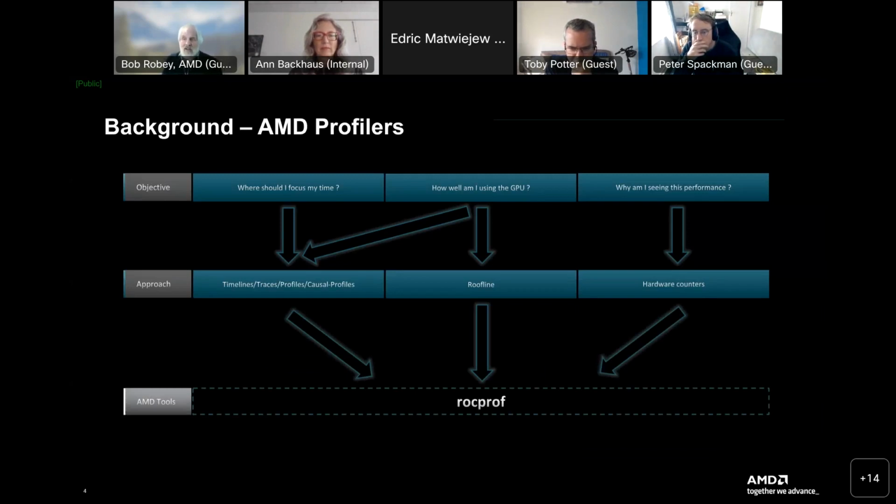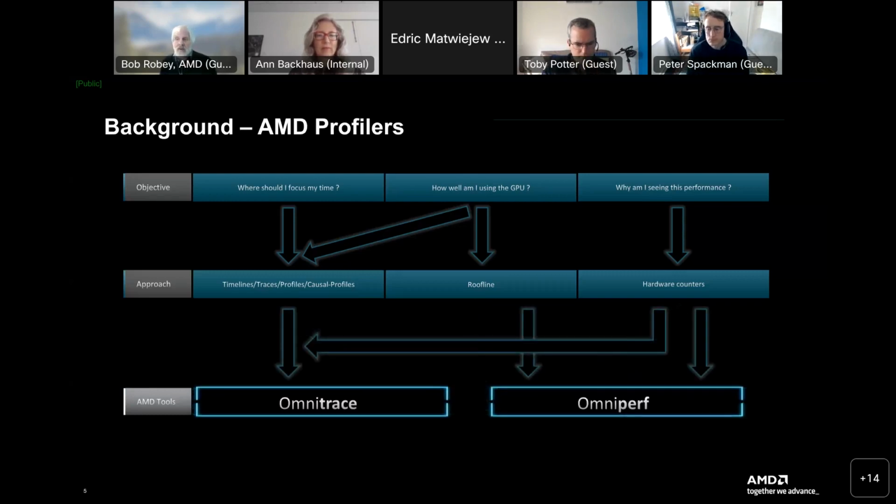And so in the past, the only option we had was Rock Prof. And that was kind of a heavy lift for Rock Prof. It generated a lot of information, but it really wasn't designed for all these different tasks. And so now you've got a couple of different options that you can add to the Rock Prof. So we have the OmniTrace and the OmniPerf. Choose the one which fits the questions you have.